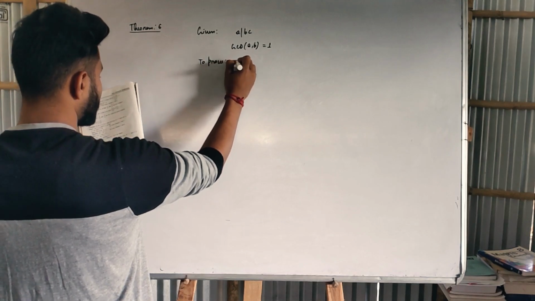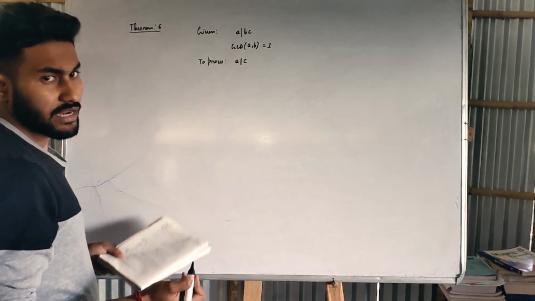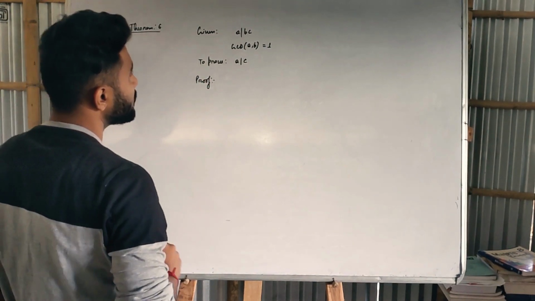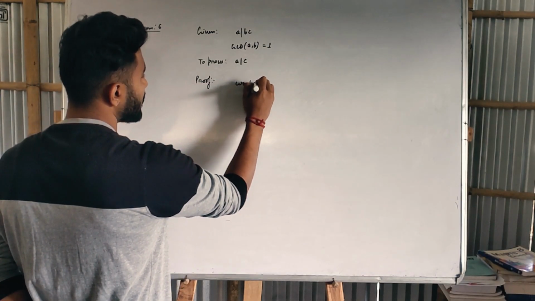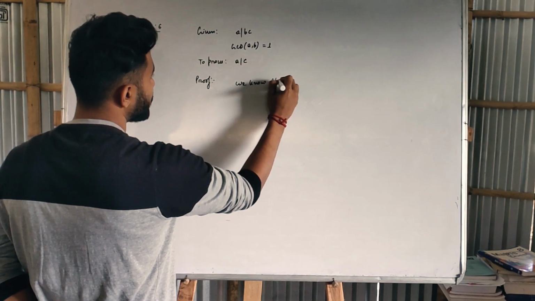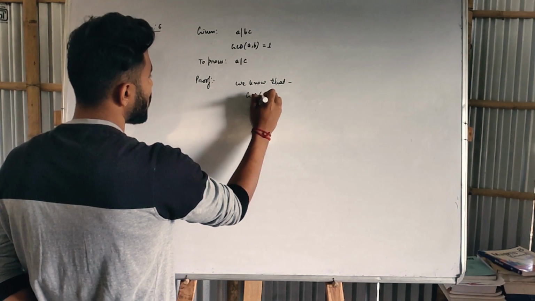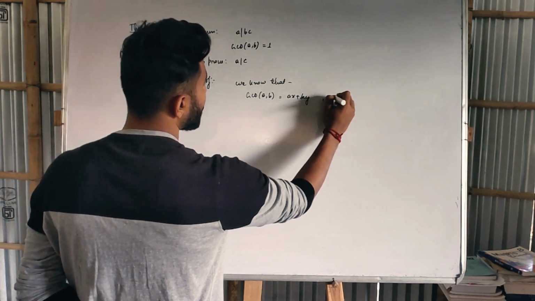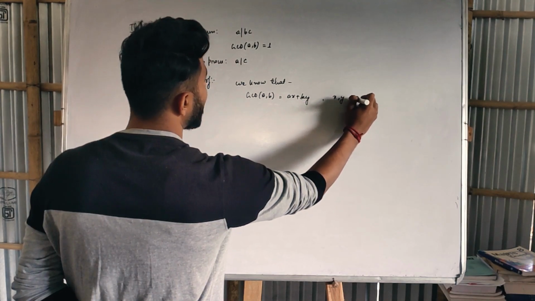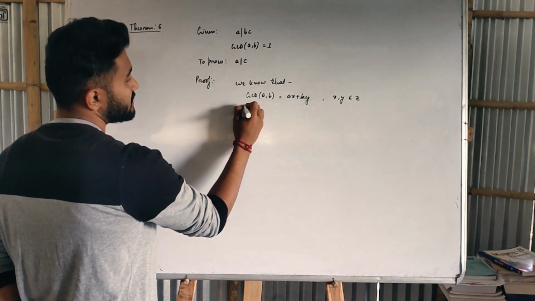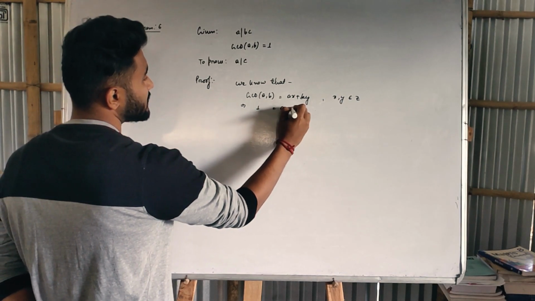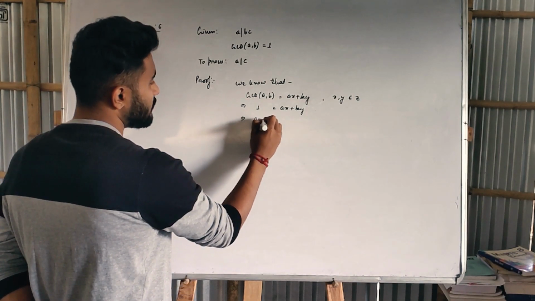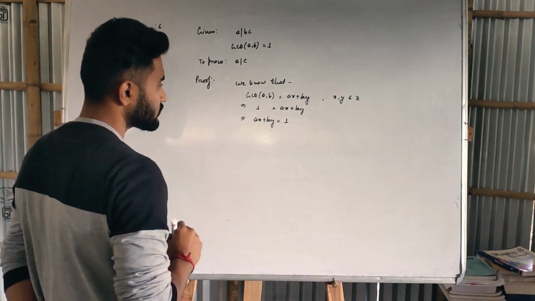To prove A divides C, it's a very simple proof. You see, proof. Again we will use theorem 4, that we know that GCD of A and B is equal to what? AX plus BY, where X and Y are integers. Now it is given that GCD of A and B is equal to 1, so 1 is equal to AX plus BY. In every theorem I think we have used this technique, right? Which implies AX plus BY is equal to 1.